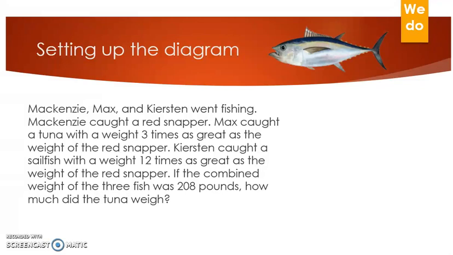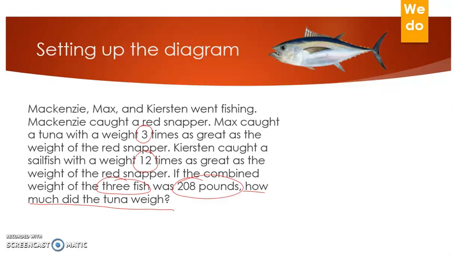So let's go ahead and circle important numbers in this. So we have that Max caught a tuna with a weight 3 times as great as the weight of the red snapper. Kirsten caught a fish 12 times as great. The combined weight of the 3 fish is 208 pounds. So now we've done our C. Let's underline the question, which is how much did the tuna weigh?